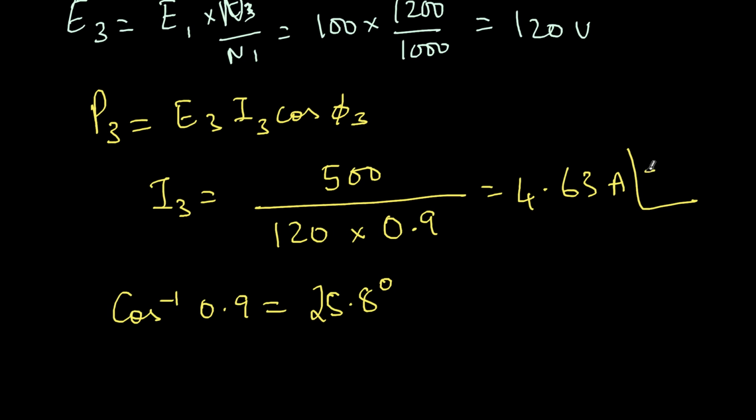Now here I should use plus 25.8 degrees because the power factor is given to be leading in the question. If the power factor is lagging, then it should be minus 25.8. This is all with respect to E3. So now I want to transfer. Let me show you the vector diagram, that is important.